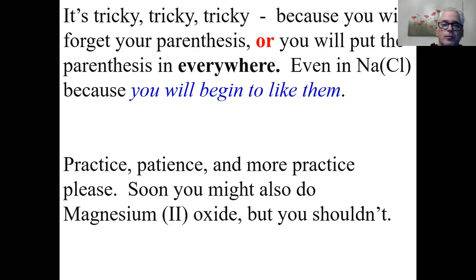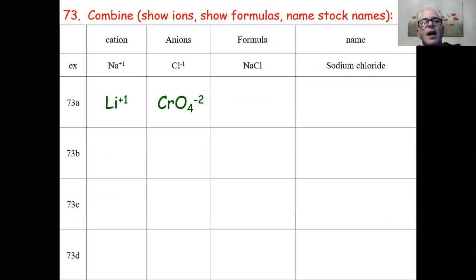Go slow. Here we go. We're going to do these really slow. Let's look at the example. Na plus 1, Cl negative 1. The formula is NaCl. It's called sodium chloride, crisscross. Except now we've got polyatomics.